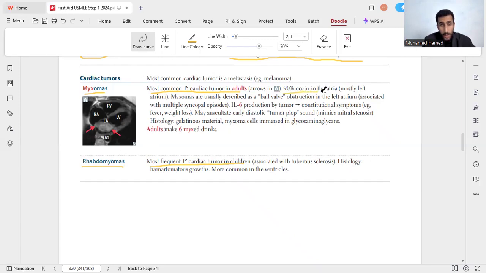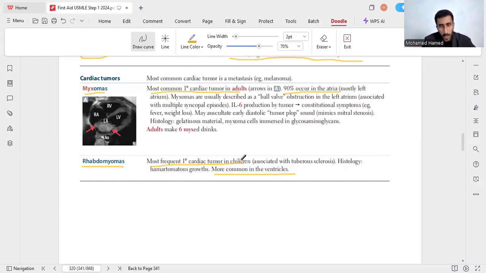And you have to know that myxomas occur 90% in the atria. The left atrial myxoma is very famous, occurring in the atrium, versus the rhabdomyomas, which on the opposite are more common in the ventricle. So you have to know that myxomas occur in adults, rhabdomyomas in children. Myxomas occur in the atrium, rhabdomyomas occur in the ventricle.